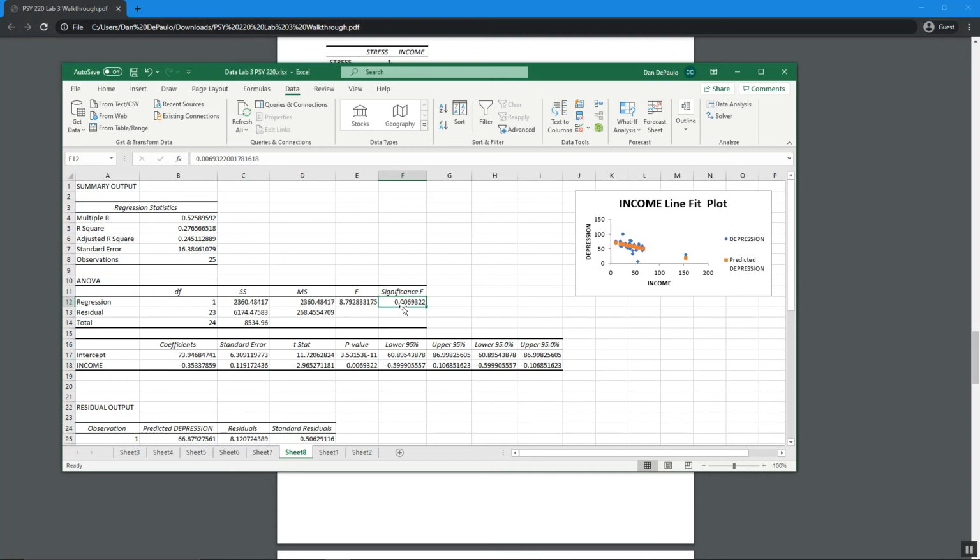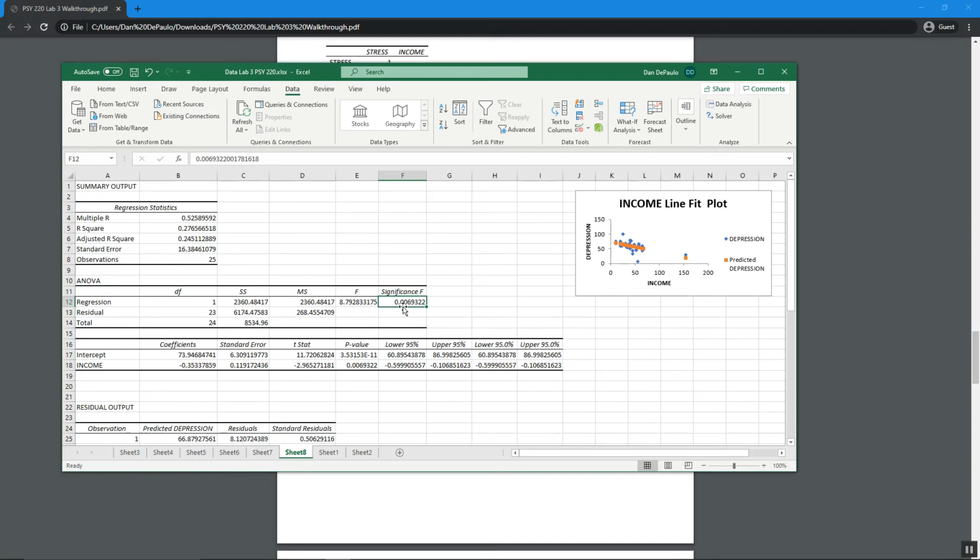Good. Doesn't mean it's a good regression. In this case, I think it's a pretty decent regression, to be honest with you. But just because it's significant doesn't mean it's a good regression. It just tells you it's not zero. Another way of looking at this is that the slope is not zero. The slope of the regression line. So this tells me the slope of the regression line is not zero. It's not a horizontal line.